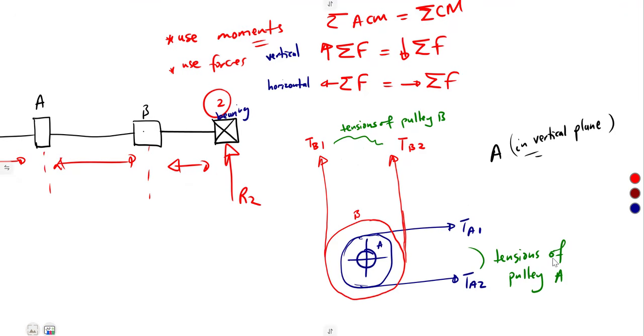So B, guys, what am I doing here? I'm talking about this one. B, the pulley, vertical up. A, horizontal, this one. Please take note and correct that one.